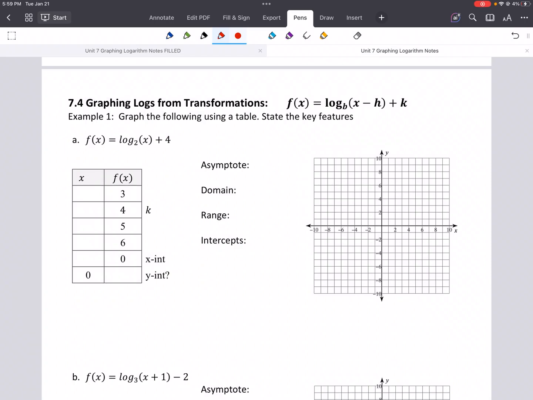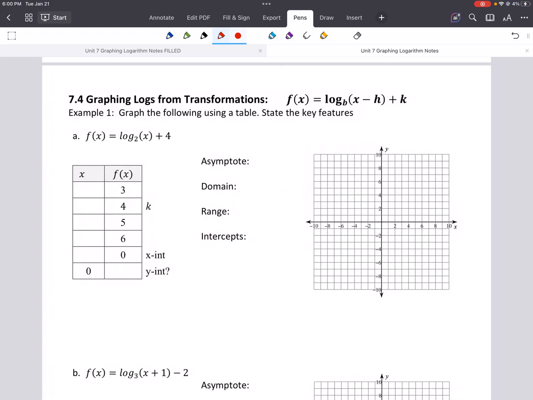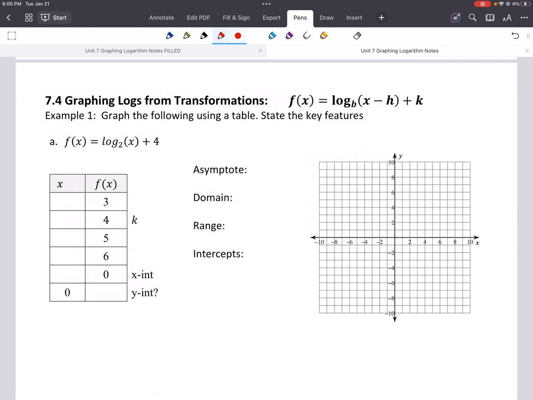All right, welcome everybody. This is our last lesson, 7.4. We're going to be extending what we learned from 7.3 with graphing logs from transformations. Last time k was always 0, and it's going to be a little different now, so we want to make sure you understand how to handle those types of problems, but it's very similar. So here we have an example where we're going to graph.